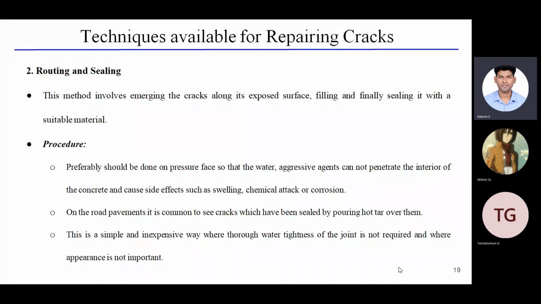Aggressive agents cannot penetrate the interior of the concrete and cause side effects such as swelling, chemical attack or any corrosion. On road pavements, it is common to see cracks over the roads while passing through, which have been sealed by pouring hot tar over them. This is a simple and inexpensive way, where water tightness of the joint is not required and where the appearance is also not important.